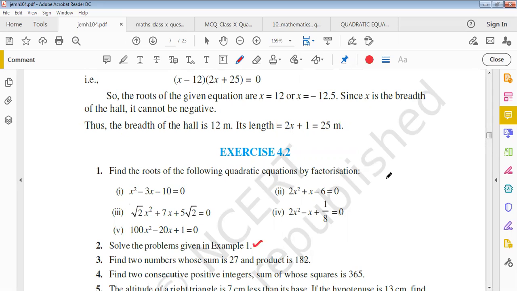We have also seen that splitting the middle term is called the factorization method. On this basis, we have taken some word problems, that means application type questions. In the next classes we are going to learn further methods, the graphical method and the quadratic formula method, and some more application questions. With this question I'm going to stop.